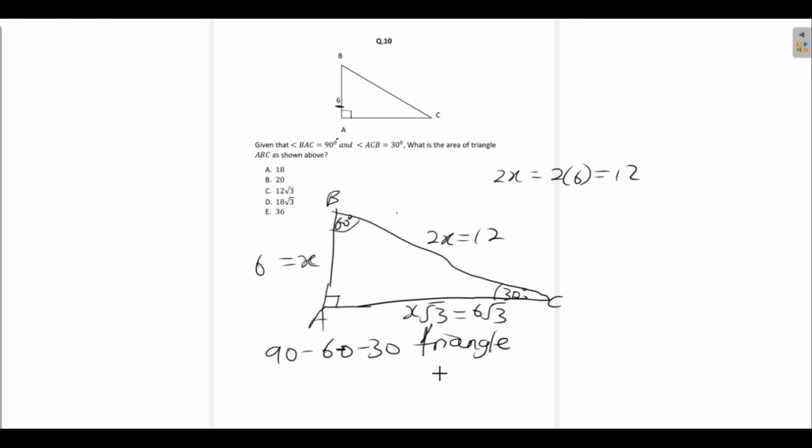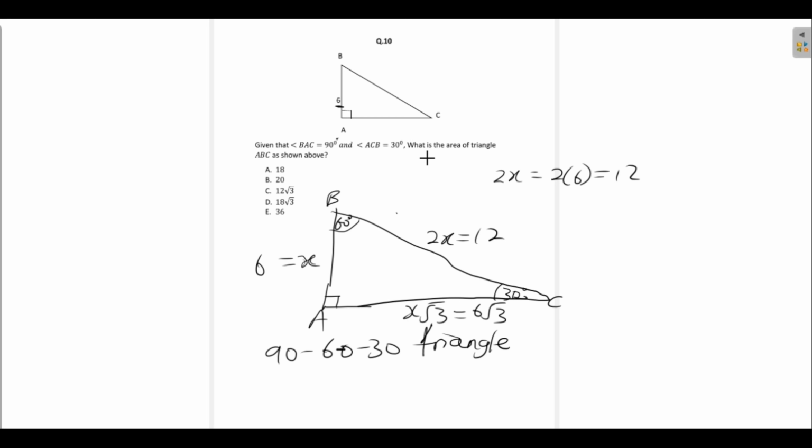So put this in your head, that when it comes to the 90, 60, 30 triangle, the side that is opposite to the 30 degrees angle is the shortest side, and mostly we label that as x. The hypotenuse is 2 times x, and then the side that is opposite to the 60 degrees is labeled as x root of 3. When you know this information and you know one side, you can find the other side.